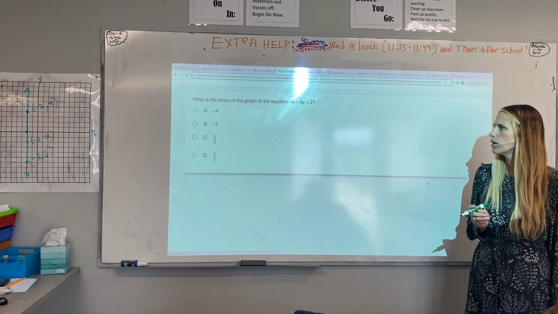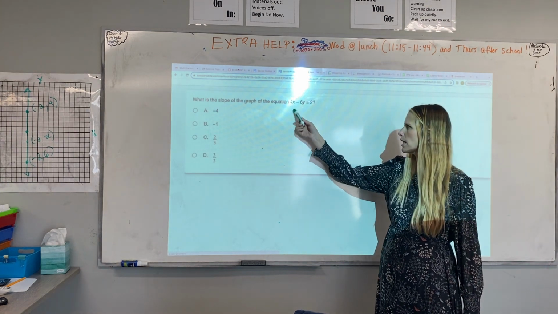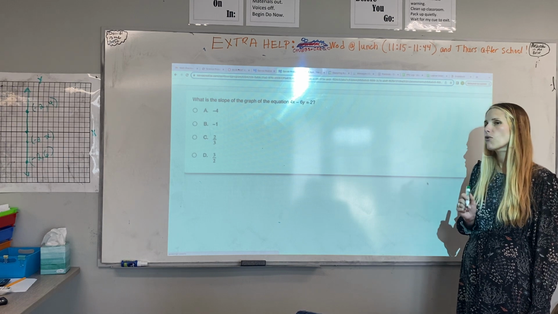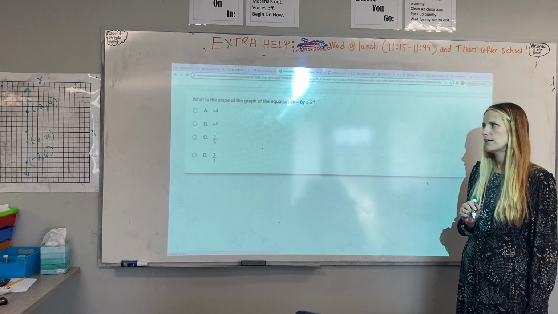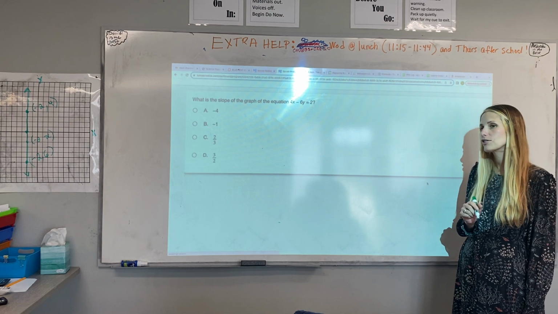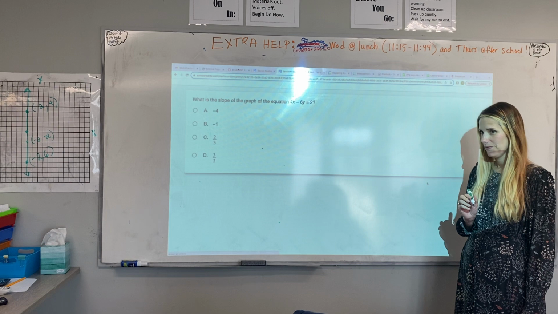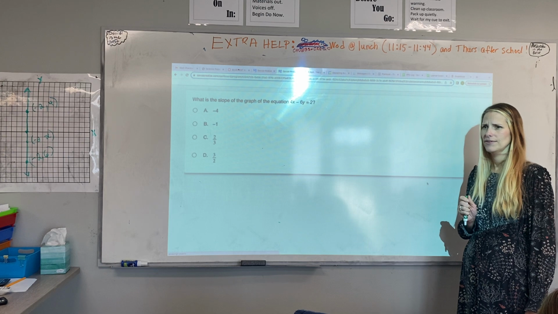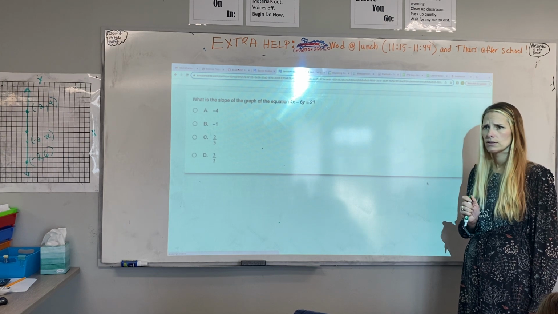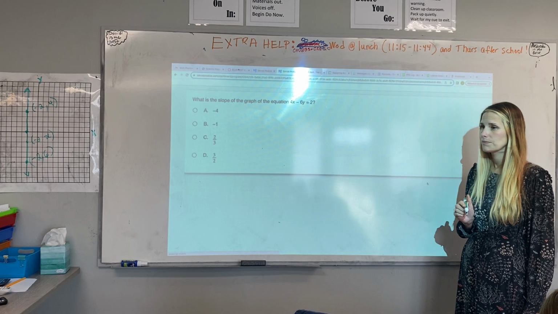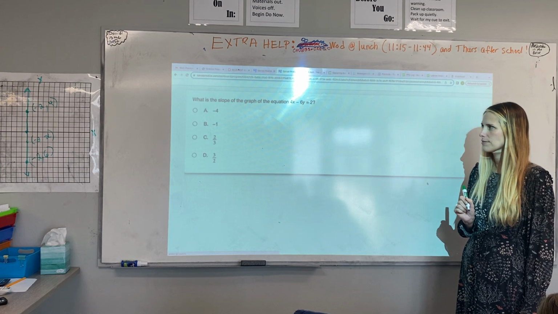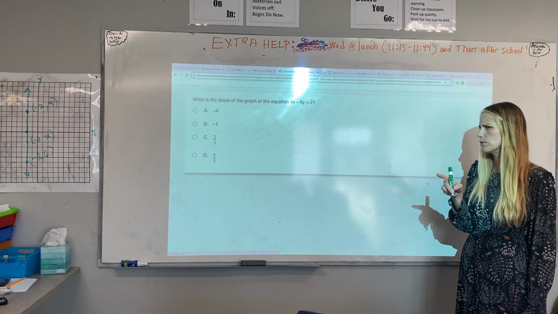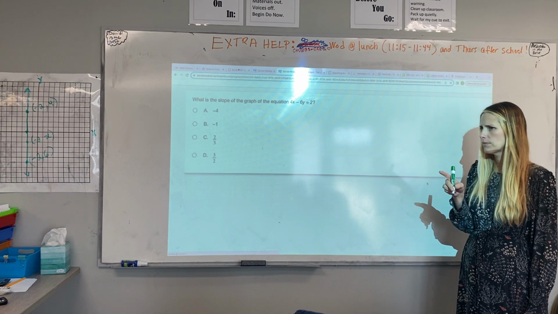What do you think? What should we do to this that will help us see the slope? Is there a form of an equation of a line that helps us see the slope? Is there a certain type of form? You don't know? Couldn't you just divide by 2? You divide 4 by 2 and 6 by 2? Well, hold on. What are you trying to do when you do that? Are you trying to get it into a certain form?